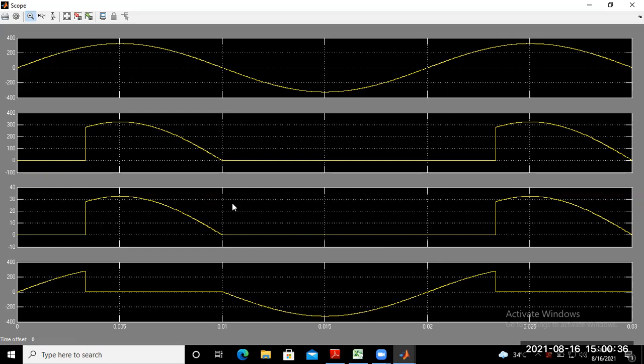You may change this firing angle delay to another value, and according to that, you have to just put in the value. That means whatever delay angle you want, for example 45 degree, you have to convert degrees to seconds, because here you provide the phase angle delay in seconds. So 45 degree divided by 360 degree, multiplied by the time period of the waveform, that means 0.02. Corresponding to that, you put in this value, and for that you may obtain various different waveforms.